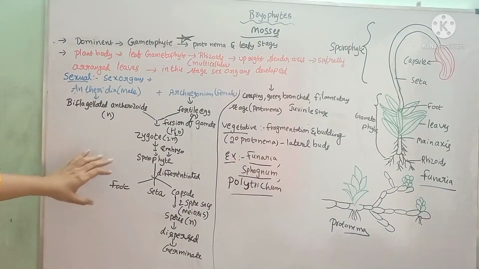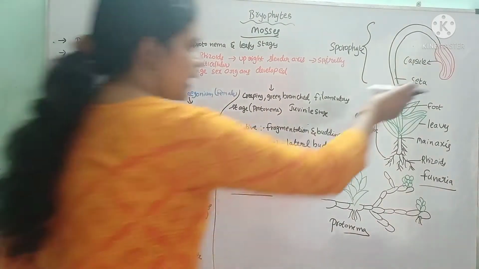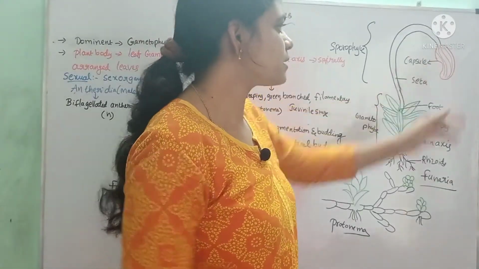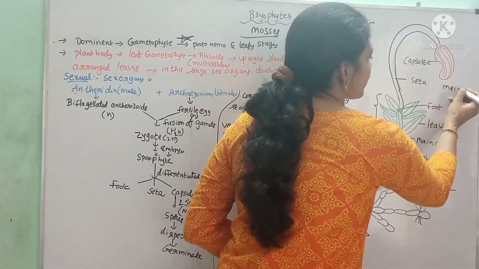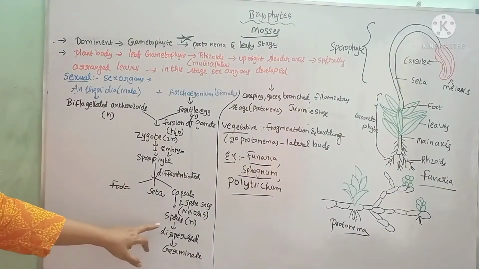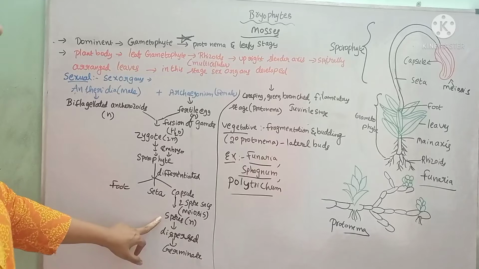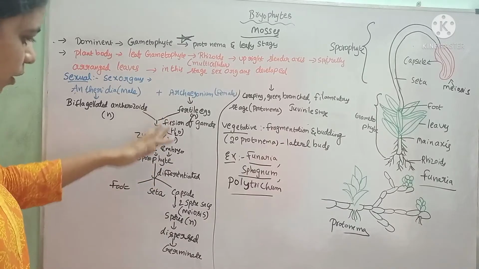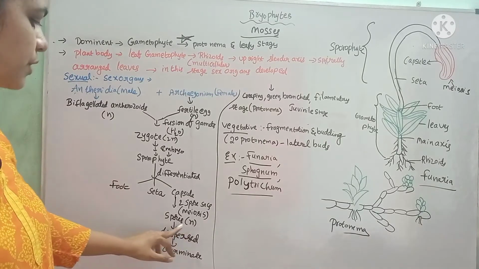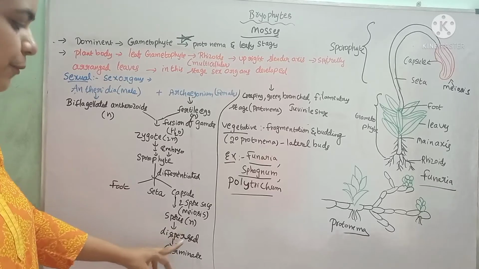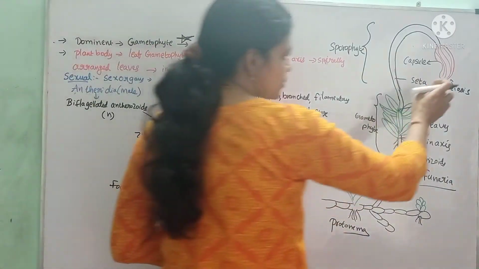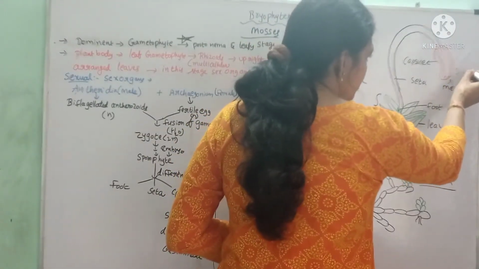In the capsule there are spore sacs present. Inside them meiosis occurs, and that produces haploid spores. So up to now no meiosis has occurred; the condition has been diploid only. Now the reduction of chromosomes takes place. The spores are in haploid condition, and when the capsule bursts, the spores are released out.